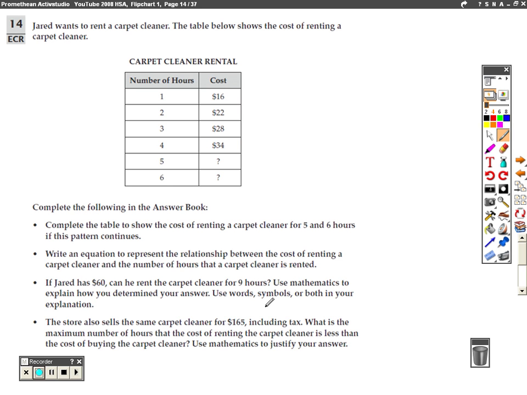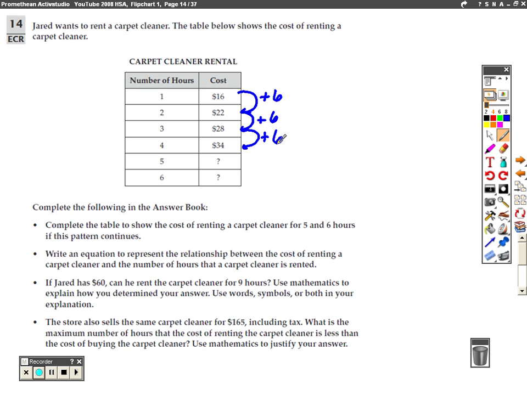Problem 14. Jared wants to rent a carpet cleaner. The table below shows the cost of renting a carpet cleaner. Part 1. Complete the table to show the cost of renting a carpet cleaner for 5 and 6 hours if this pattern continues. Well, we can see from the table that the cost is increasing with each hour. And if you carefully look at that, you can see that we are increasing by $6 for every hour that we rent the carpet cleaner.